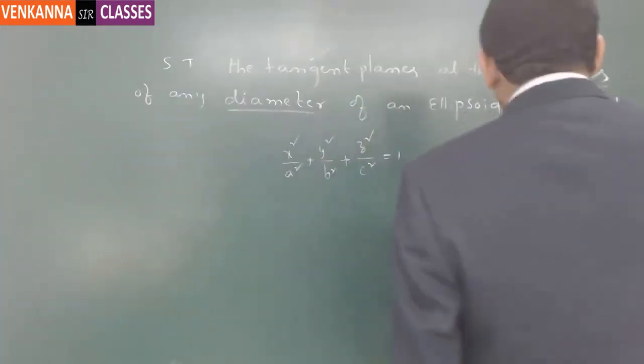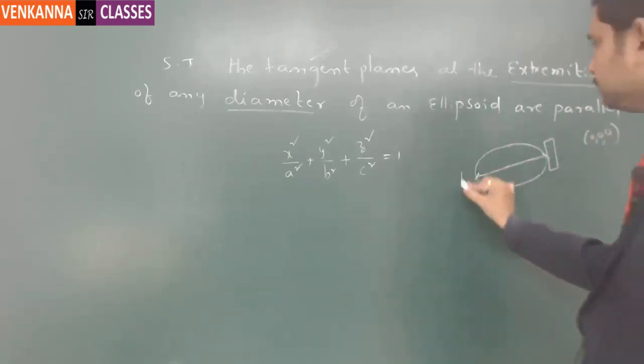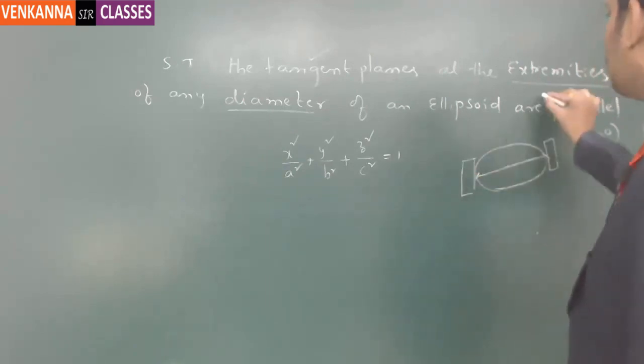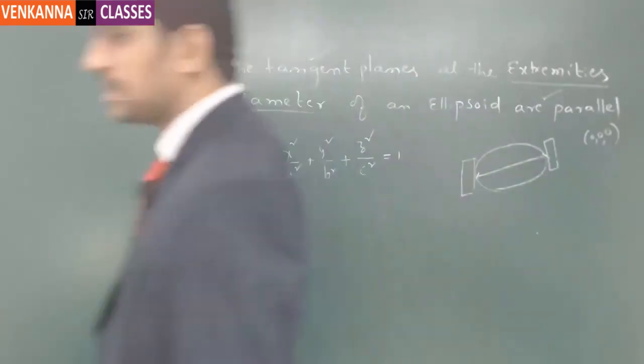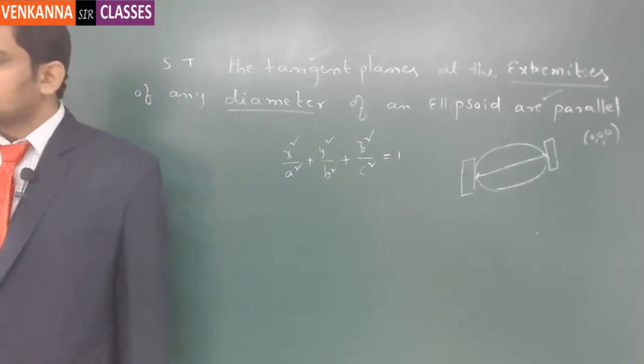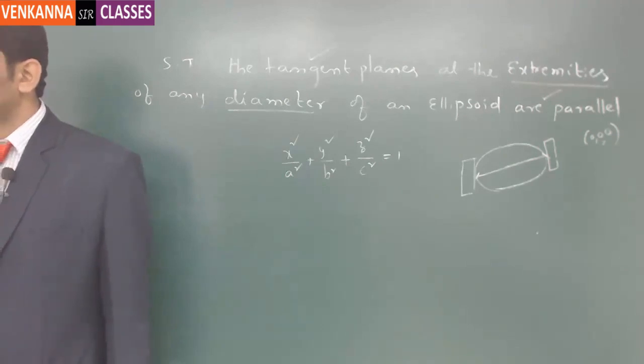So let us say if this is the diameter you have considered, this is one end point and this is the other end point. And what he is saying here is, if you consider tangent planes at this point and here also, then these tangent planes are parallel. That is what he is mentioning, right? That we have to prove actually. Is the question part clear? Right.